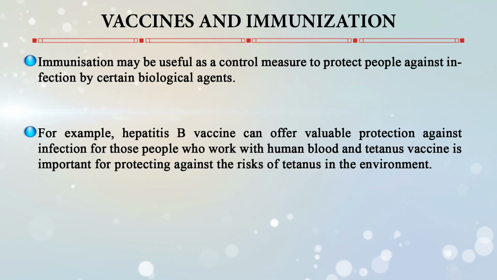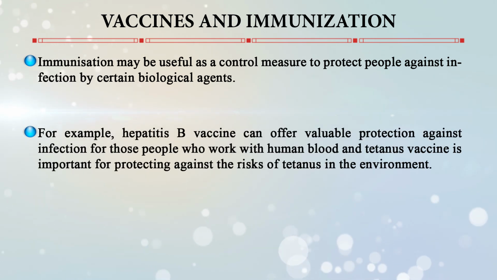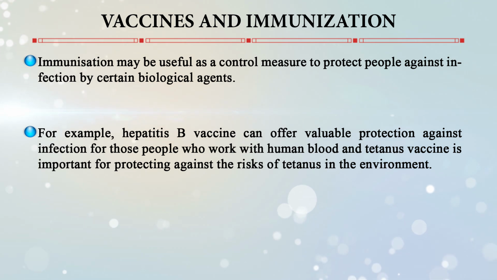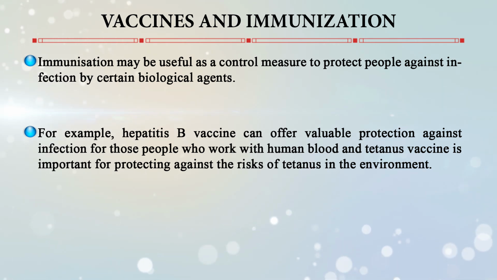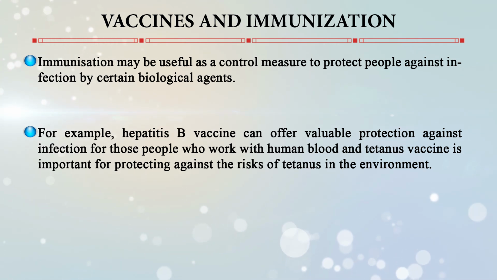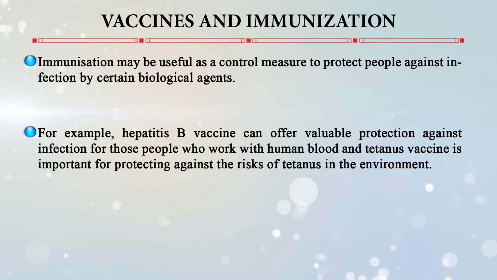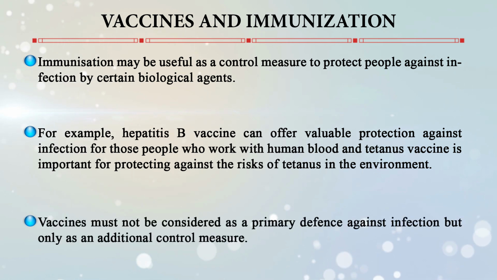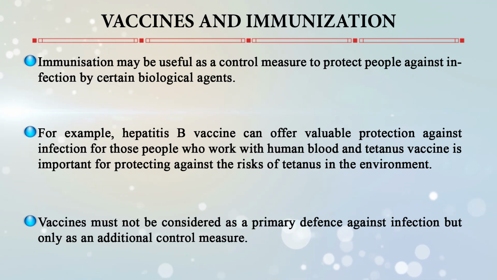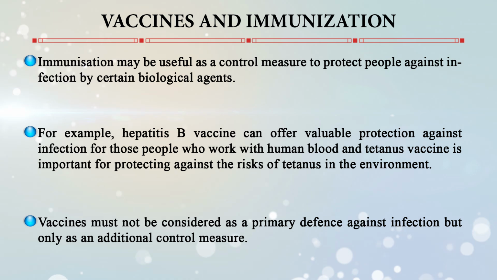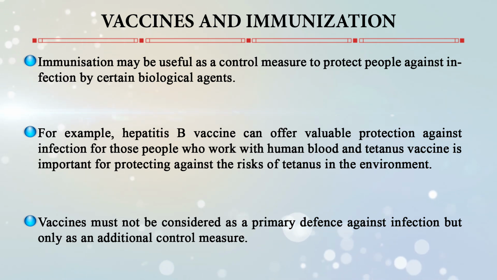For example, the hepatitis B vaccine can offer protection against infection for those people who work with human blood, and the tetanus vaccine is important for protecting them against the risk of tetanus in the environment. The vaccine must be considered as a primary defense, but it cannot be considered as the only primary defense; it is only an additional control measure.